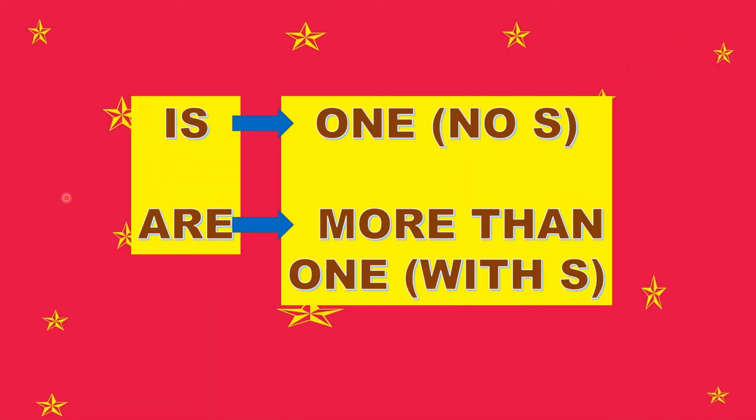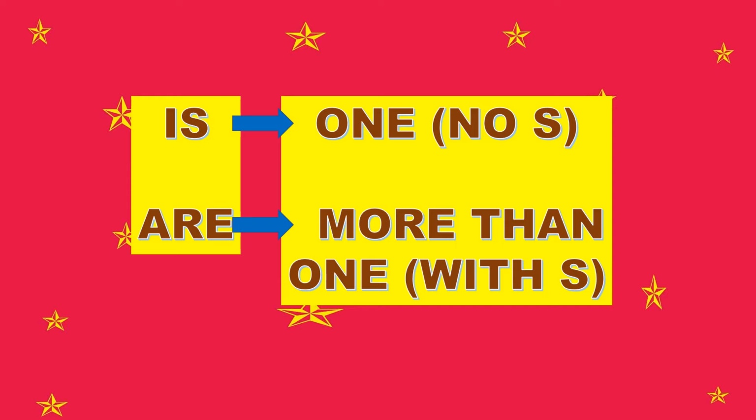Just now, what did we learn, children? We learned that "is" means only one, no S. Okay? And A-R-E, are, means more than one. Okay? With S. So children, "is" means only one, "are" more than one. Okay? "Is" is used with one, "are" is used with more than one. That means many. Okay? Yes.